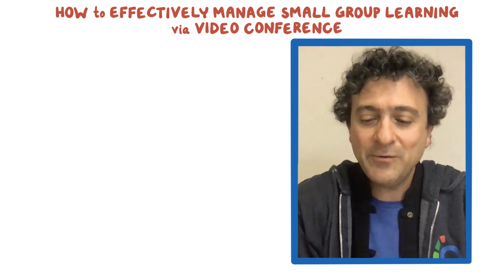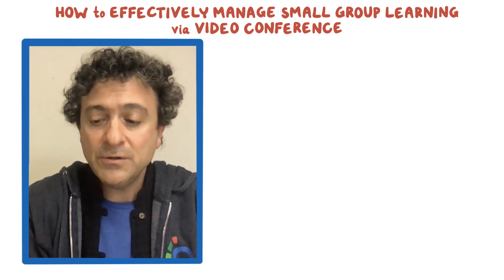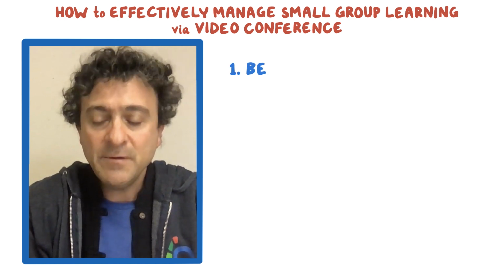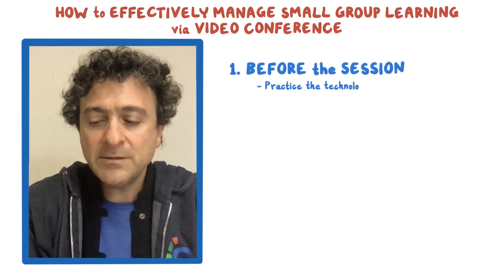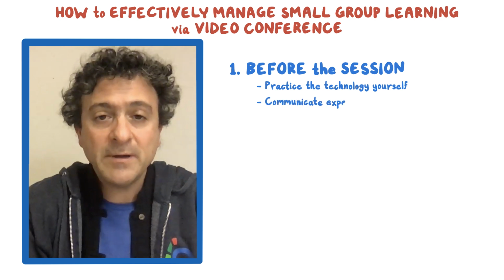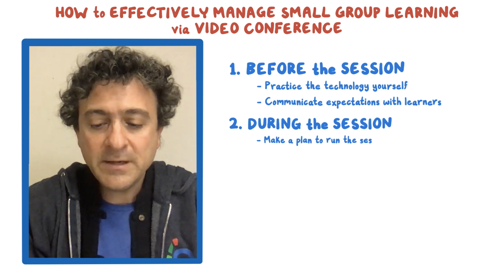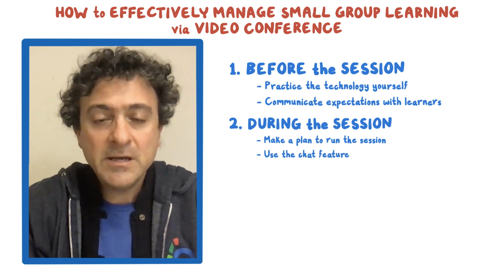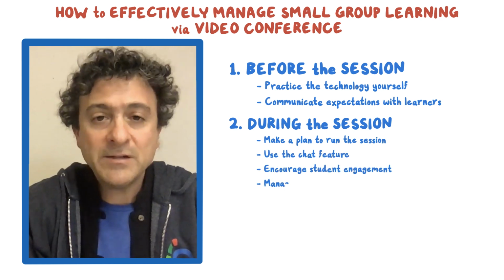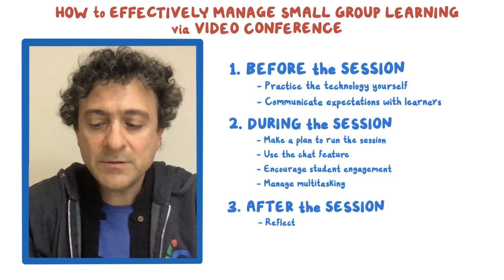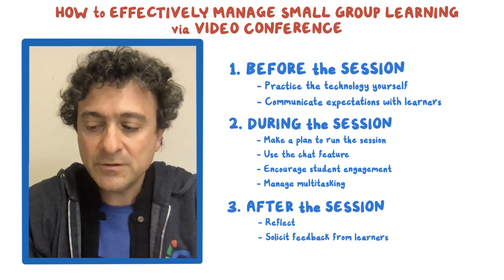All right, so as a quick recap, there are several things you can do to effectively facilitate small group learning via video conference. Before the session, practice the technology yourself and communicate your expectations to the learners. During the session, think about how you will run the session. Use the chat feature, encourage student engagement, and manage multitasking. After the session, reflect on your own performance and solicit feedback from your learners.